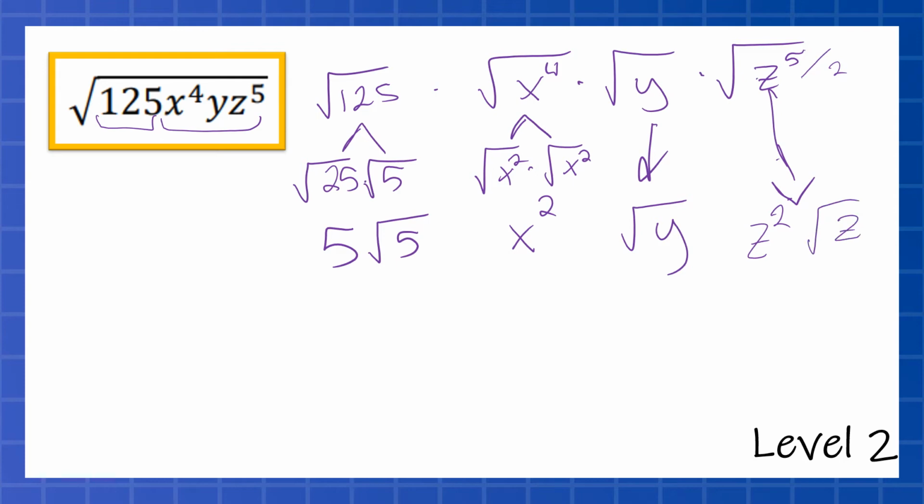Now, this was all together. So in order to finish this problem, I'm going to put these all back together. What goes on the outside, I'm going to keep on the outside. What goes on the inside, I'm going to keep on the inside. So I'm going to get 5x squared z squared, and then the square root of 5yz.